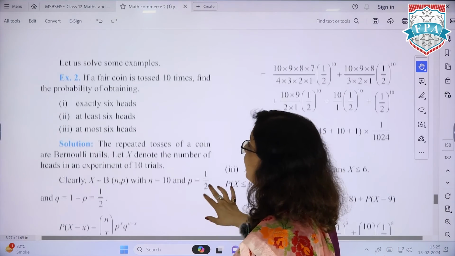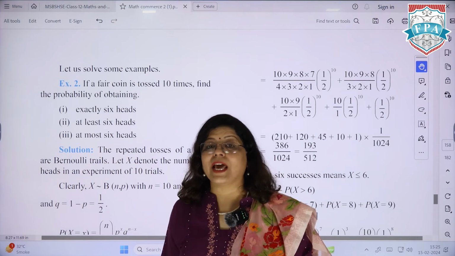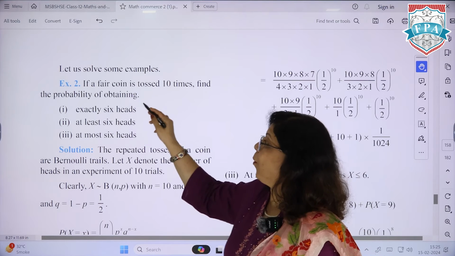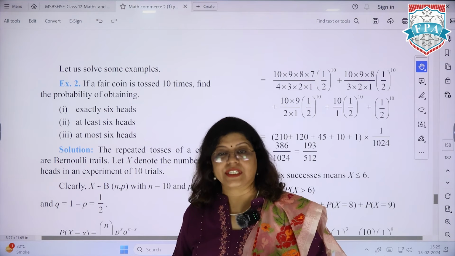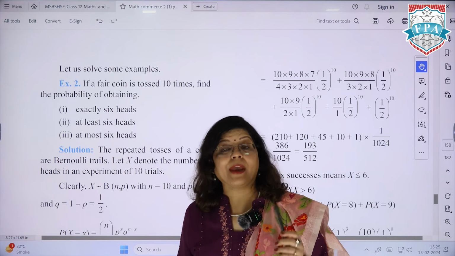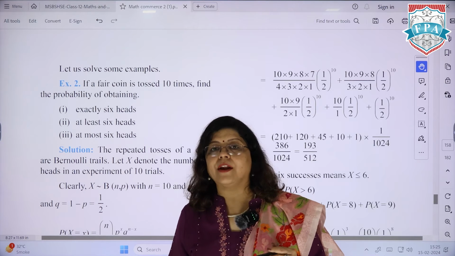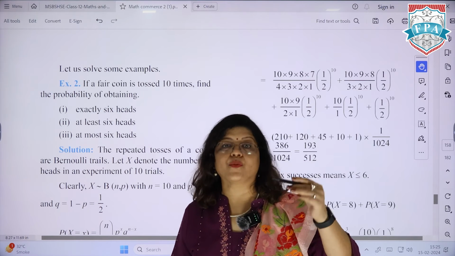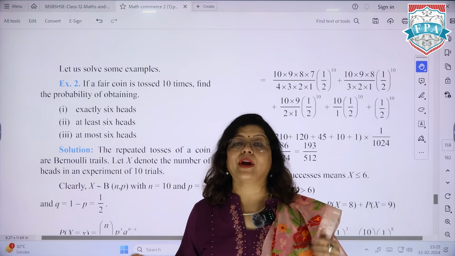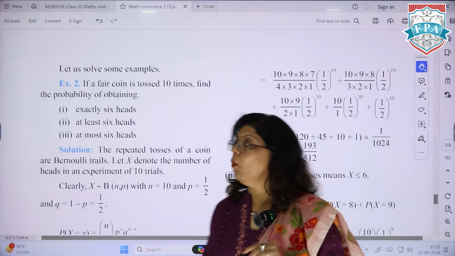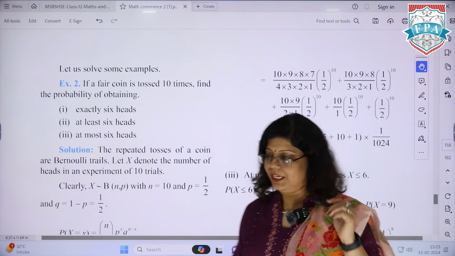Let's see the first or second example. If a fair coin is tossed 10 times, what is the probability of obtaining exactly 6 heads, at least 6 heads, at most 6 heads? In the normal way, if you go to calculate, your total number of observations will be 2 to the power of 10, which is 1024. It becomes very difficult to calculate the values there. So in this binomial method, we can directly apply the formula and get the answer.